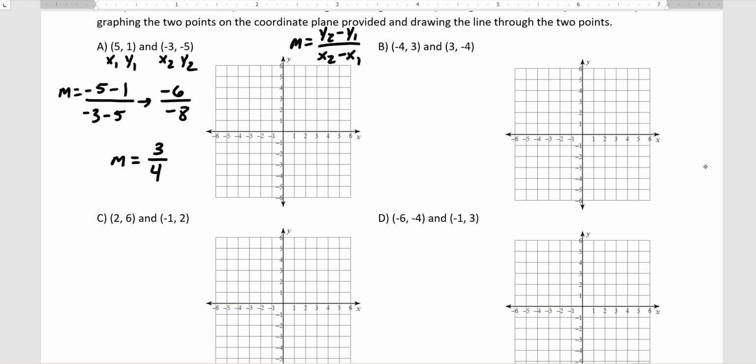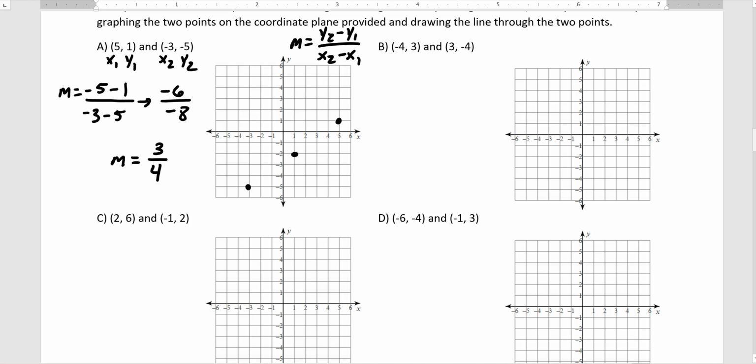So if I plot the points 5, 1 and -3, -5, what this is telling me is that if I go up 3, I need to go right 4. So let's go up 3, right 4. That'd put me here. And let's do it again. Up 3, right 4. Yes, look at that.